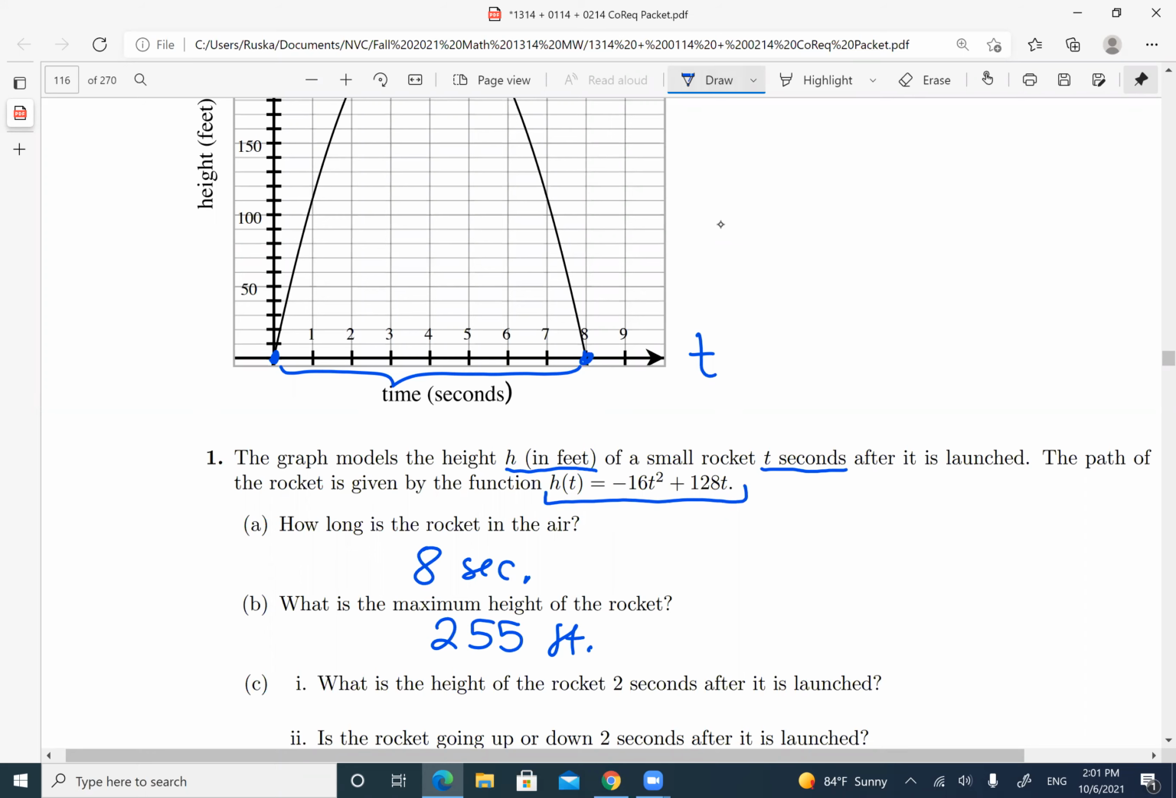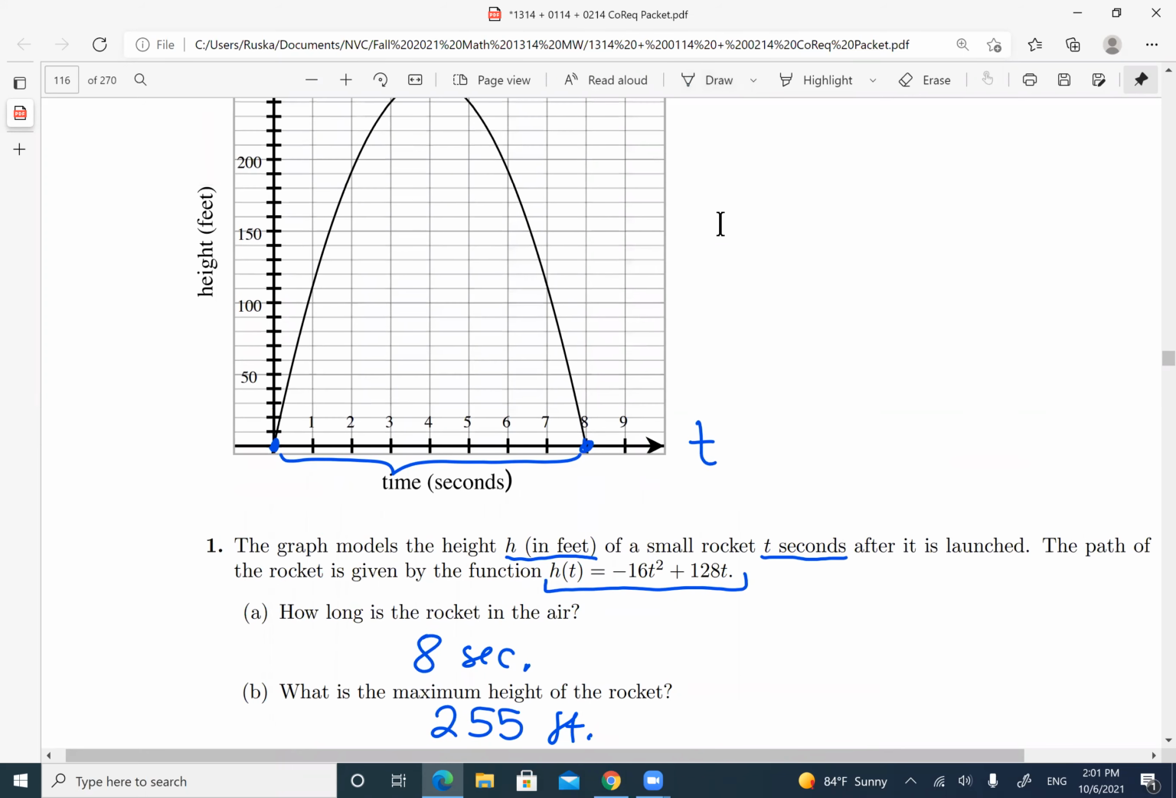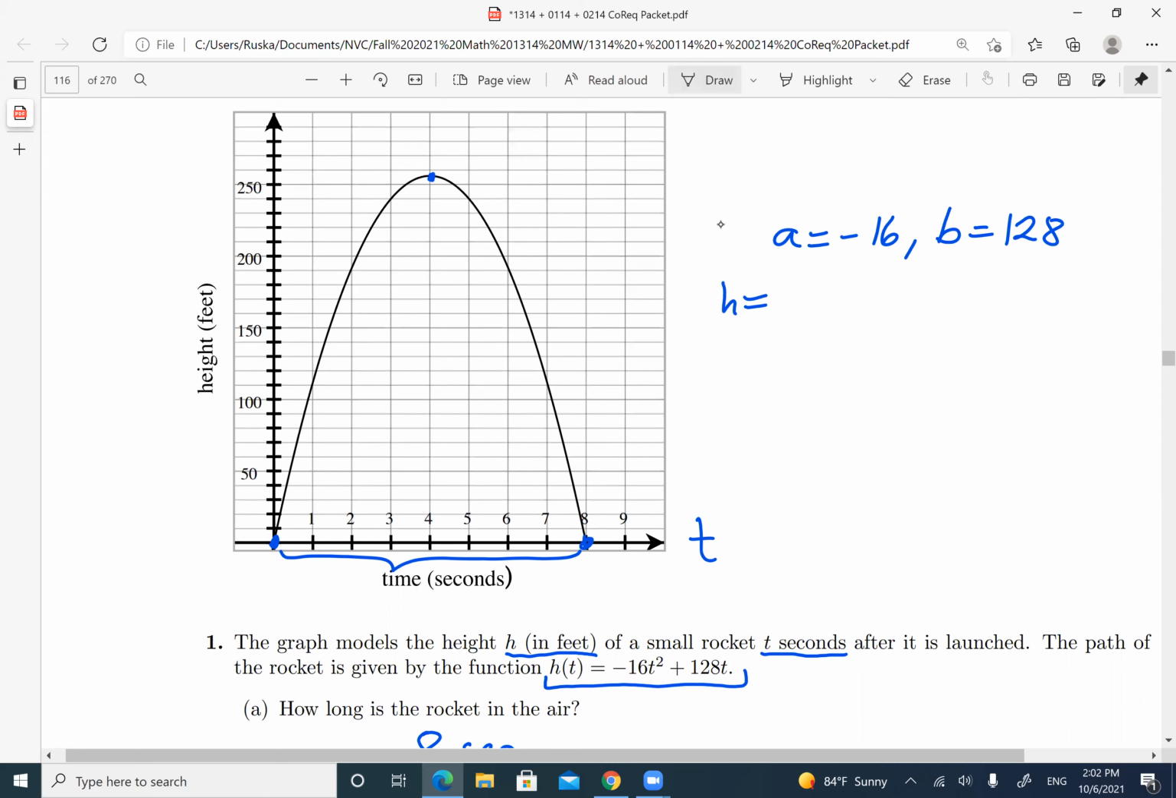How are you going to do that? We're going to use a and b, and you're going to use the vertex formula. So let's check if it's 255. It could be 254, and you can see the difference, right? The graph, the scale is not too precise. So let's see. Using the vertex formula, a is going to be -16, and b is 128, right? And c is 0, we don't need that. So we have h is, the time when it reaches the maximum height is 4 seconds, right? So h is going to be 4.